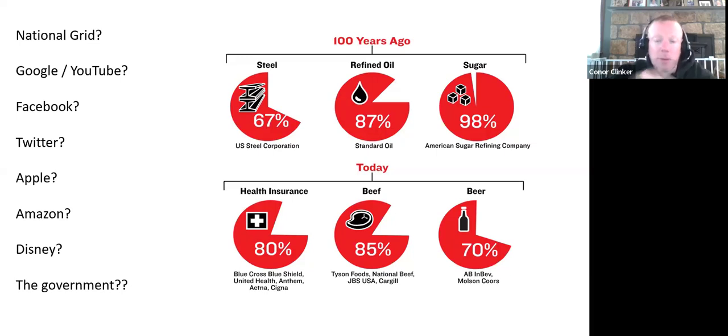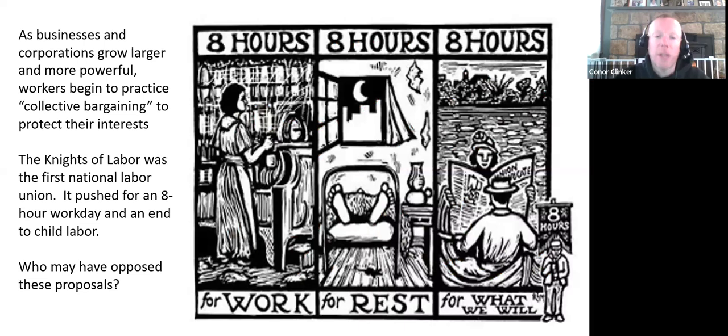Is that a danger? This is a timeless question. Whether it's tangible stuff like steel and oil, whether it's intangible stuff like information or entertainment, you should ask yourself this question: is there a danger in one company controlling all of a certain thing? As businesses and corporations grow larger and more powerful, workers began to practice collective bargaining to protect their interests. So companies get bigger and bigger, and the workers feel less valuable, and they join together to demand better conditions, better pay, etc.